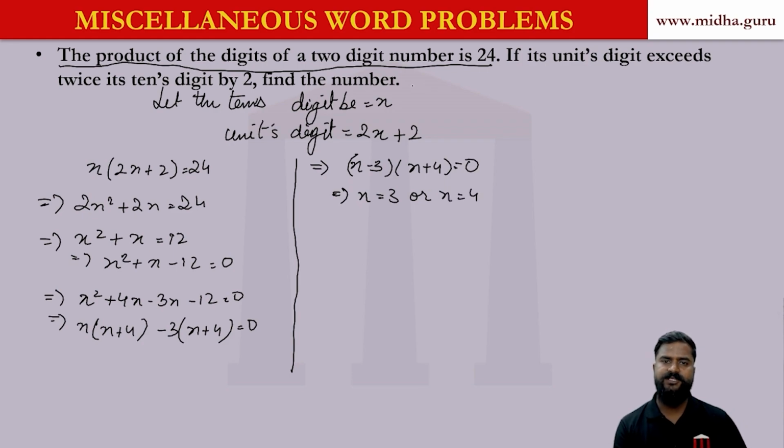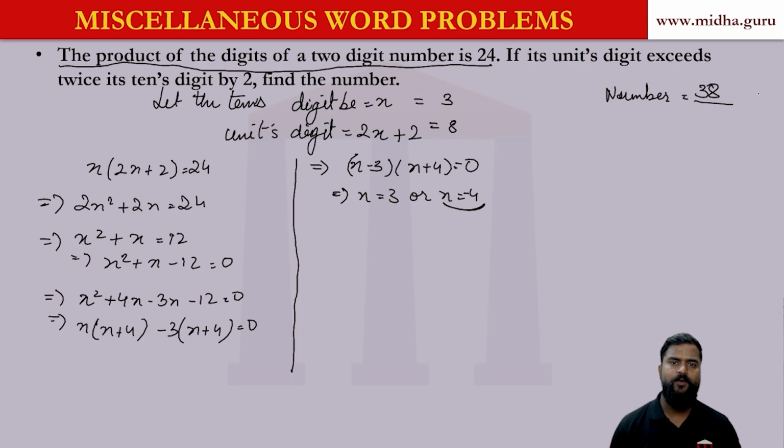Now it says it's a 2-digit number, and the digit cannot be minus 4, obviously, right? So the digit will be 3. And since the units digit is 2 into 3 plus 2, this will become 8. So the number is 38.